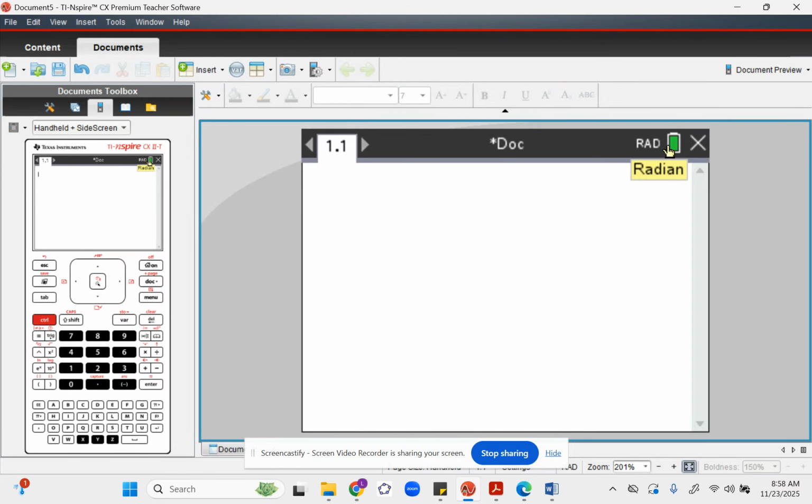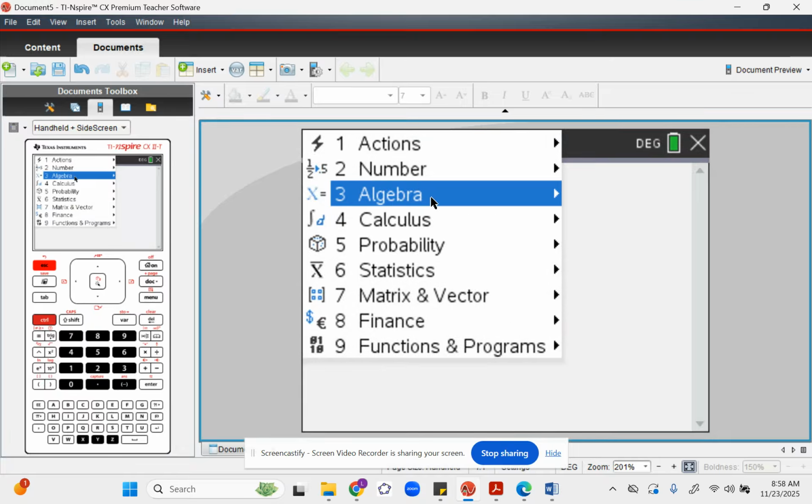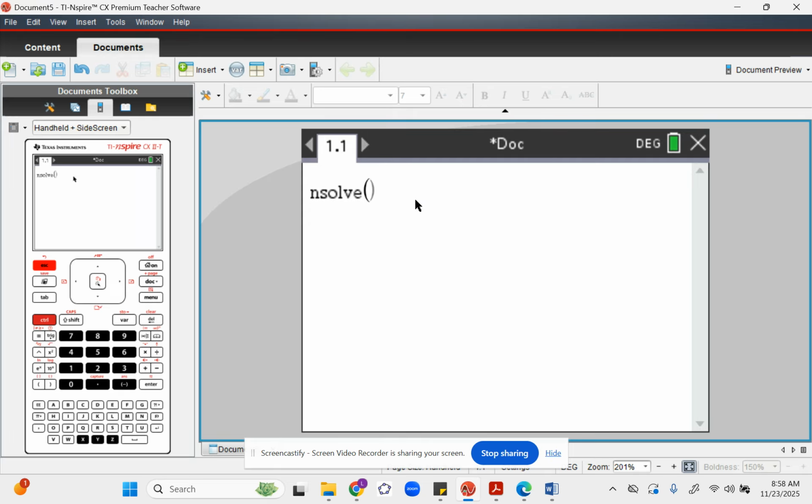Please make sure your calculator, notice up here, mine says rad in the top right corner. I'm going to click that so that it says degrees. In this class, you should always be in degrees, so make sure yours says degree there. You're going to go to NSolve. Remember, you can go menu, algebra, numerical solve.